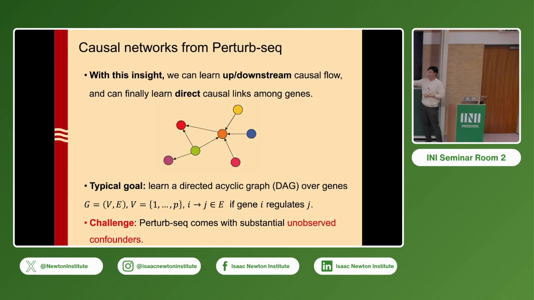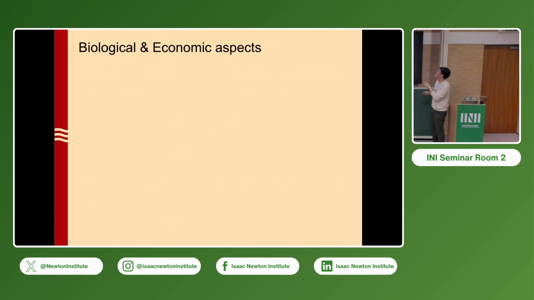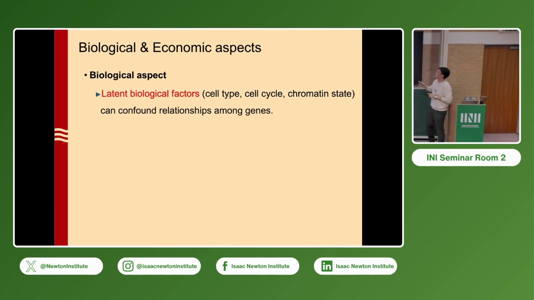But here, the main challenge that I'm going to address is that Perturb-seq comes with substantial unmeasured confounders. There are actually several aspects related to this confounding. Biologically speaking, there are a lot of latent biological factors that can influence the relationship among genes. This could be the cell cycle, chromatin state, and so forth.